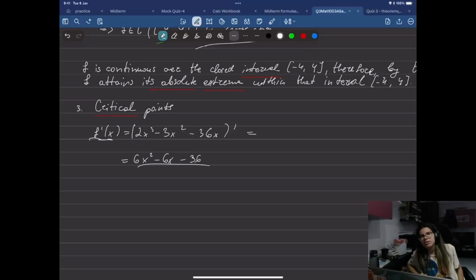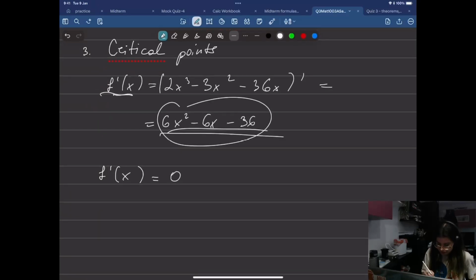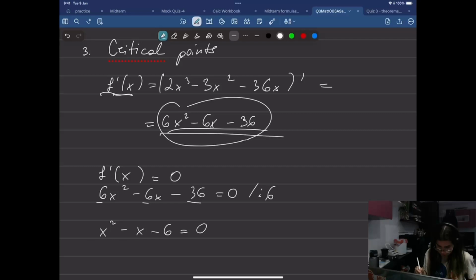Now, undefined you could get if you had a fraction and you had 0 in the denominator, but here clearly we don't have a fraction. So undefined is not really possible, but we should look for the values where f prime of x equals 0. So that's our f prime of x, meaning 6x squared minus 6x minus 36 should equal 0. Because I have a multiple of 6 everywhere, I could just divide by 6. So it's going to be x squared minus x minus 6 equals 0.